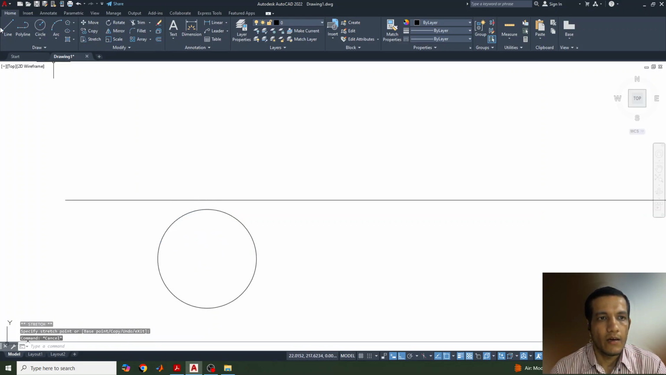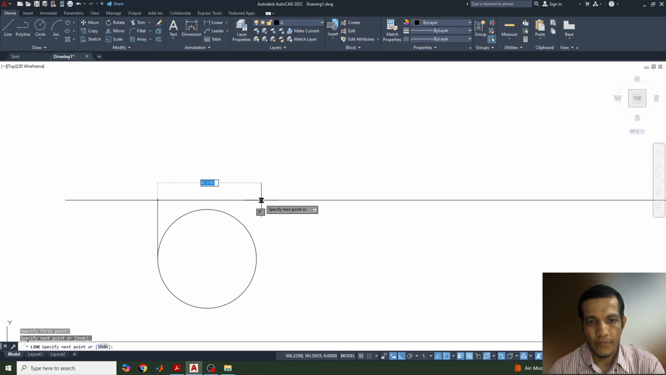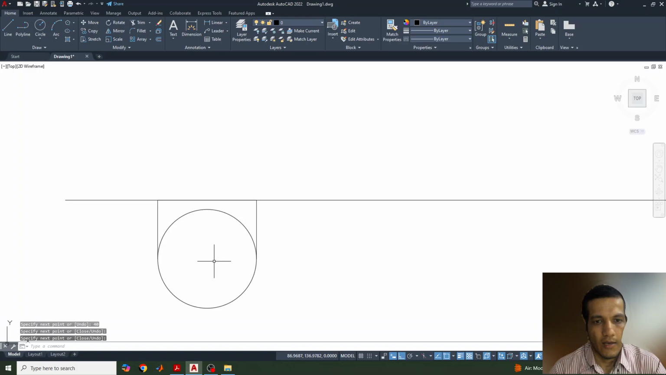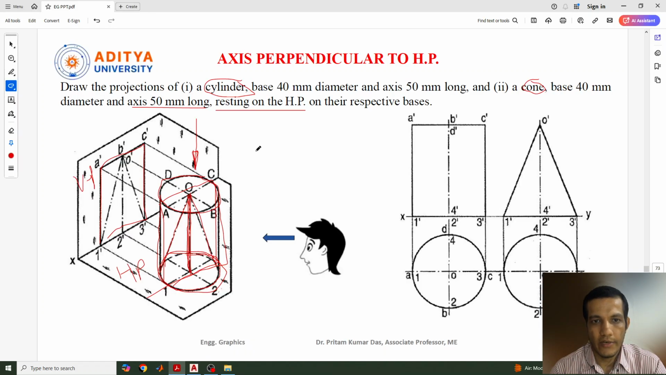Now we need to project the lines from this to the front view, and on this side 40, because the diameter is 40, and we just connect the quadrants. Again the question says the axis is 50 mm long. The axis 50 mm long means from this point O to the bottom center point is 50 mm. The height of the cylinder is 50 mm. So from the reference line XY, we need to draw a height of 50 mm, and draw the rectangle here.